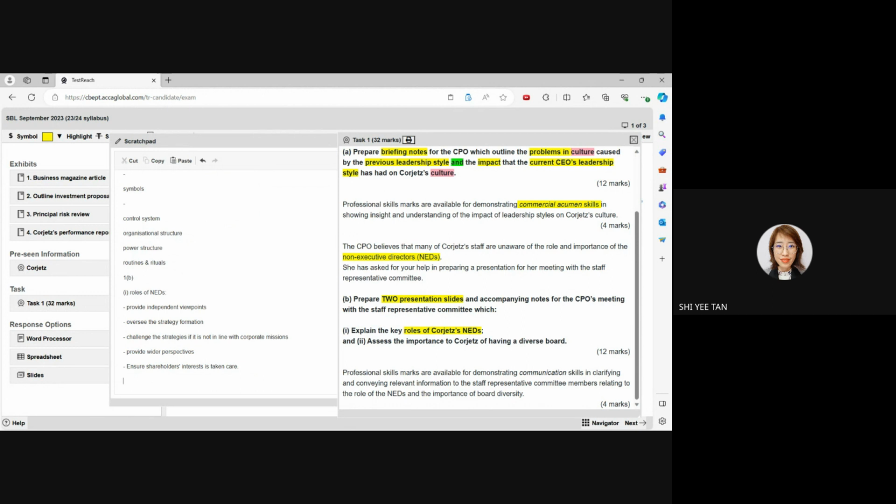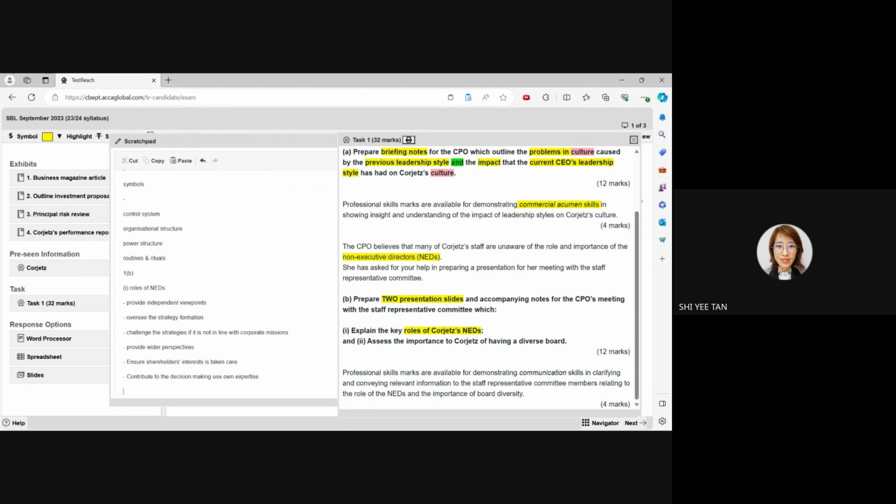and contribute to the decision making using own expertise. Maybe, right? Some sort like this. So I leave it to you. Some points you may feel overlap. Thanks for your answer. This is how students actually will realize how they are supposed to write the answer, right?